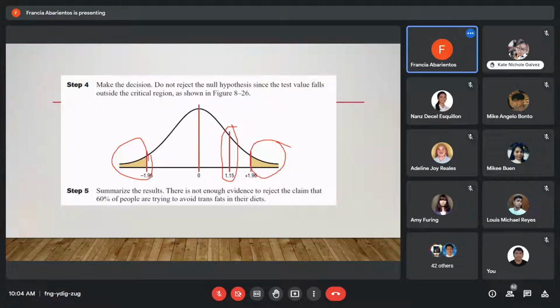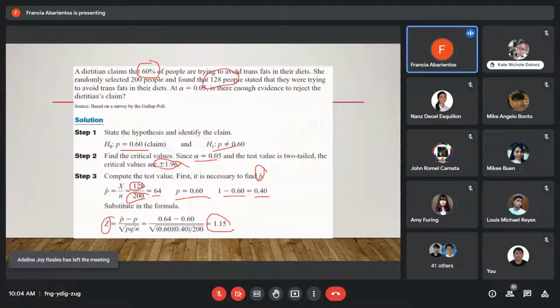Okay, so, we summarize now the result. So, sabi dito, do not reject the null hypothesis since the test value falls outside the critical region as shown in the figure. So, we need to summarize the result. So, there is not enough evidence to reject the claim that 60% of people are trying to avoid trans fat. Okay, so this is an example for the z-test proportion.